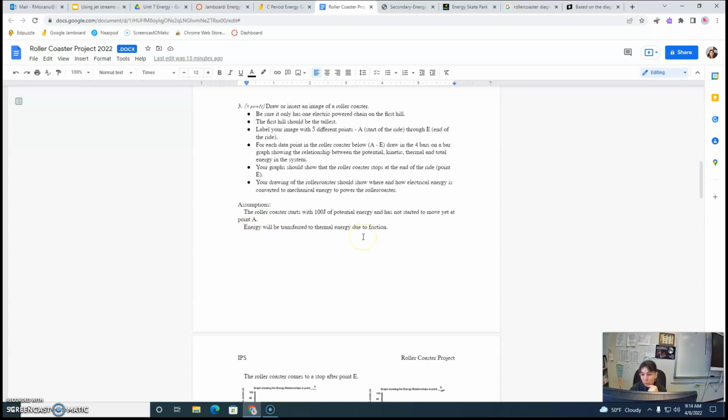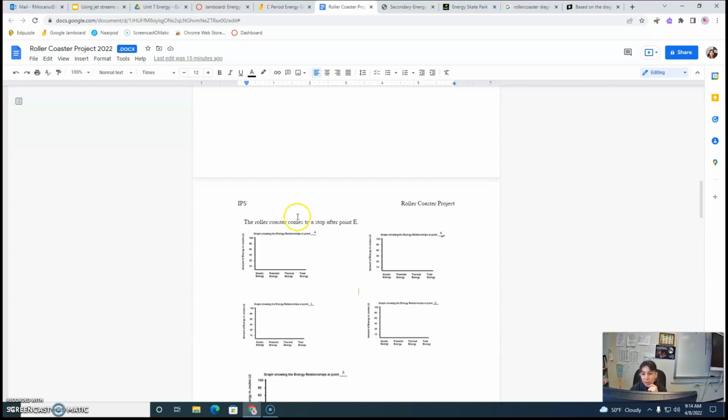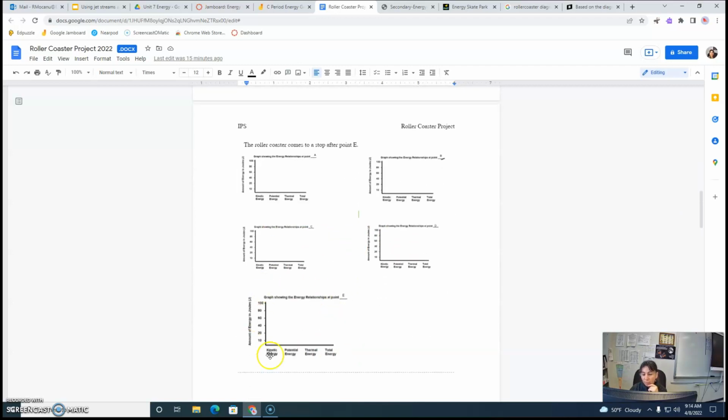And then you have to assume there is friction, and your graphs have to show that your roller coaster has stopped moving at point E. So at point E, assume that's where people get off the roller coaster. So the roller coaster has stopped moving, and your graph needs to show that.